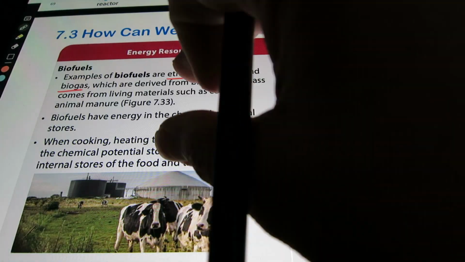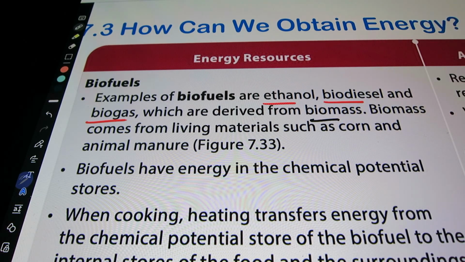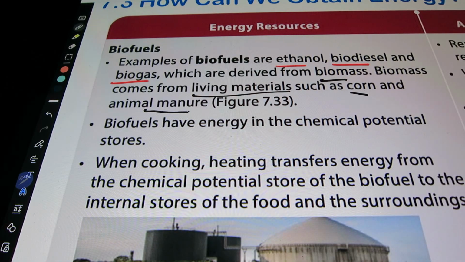Alright, now we talk about biofuels. Biofuels are basically things like ethanol, biodiesel, and biogas. So where do these come from? They come from things called biomass, and biomass basically are things that come from living materials such as corn, animal manure. So biofuels have energy because they have chemical potential stores.